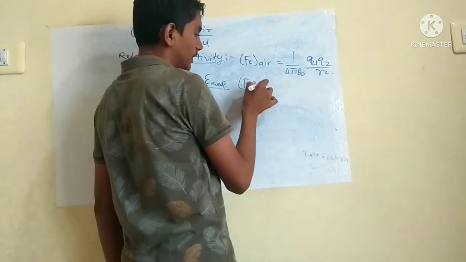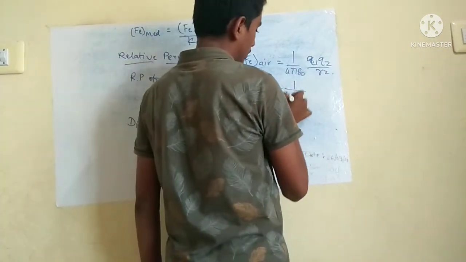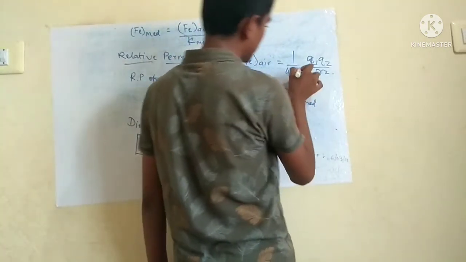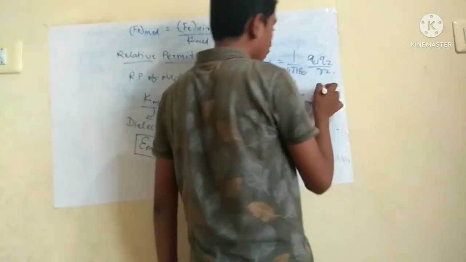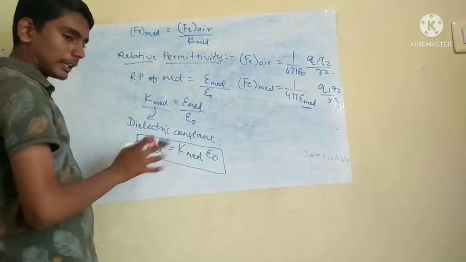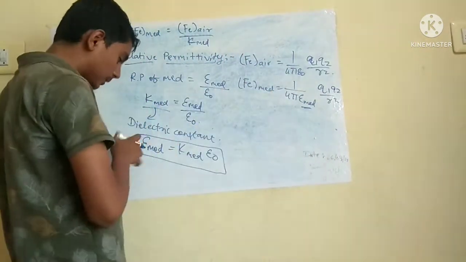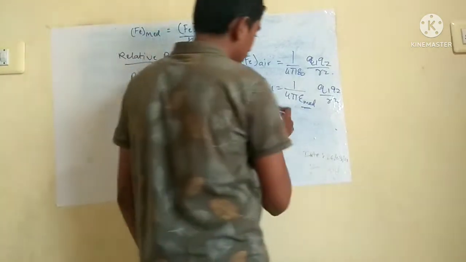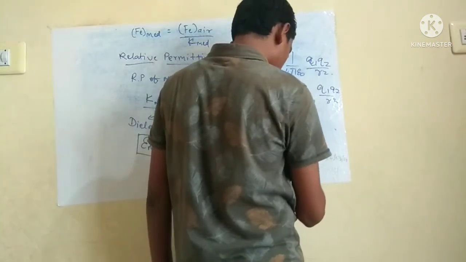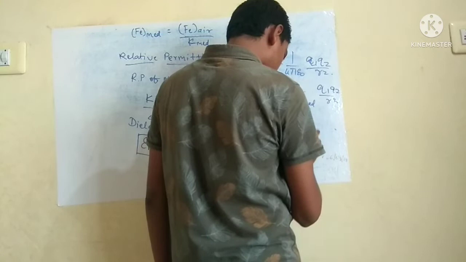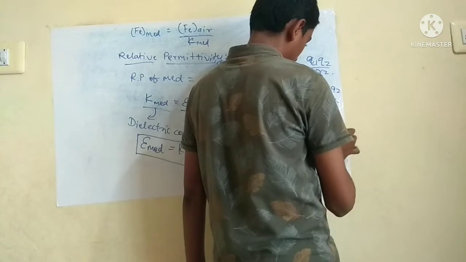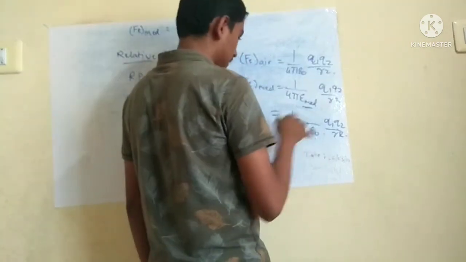Now the electrostatic force in any medium will be equal to 1 by 4 pi, here epsilon naught for air, for medium epsilon medium. Means this is the permittivity of air, this is the permittivity of the medium, Q1 Q2 by R square. Now what we have derived from here: epsilon medium is K into epsilon naught. Now put that value here: 1 by 4 pi dielectric constant of medium into epsilon naught, Q1 Q2 by R square. Now I will rearrange this like this.